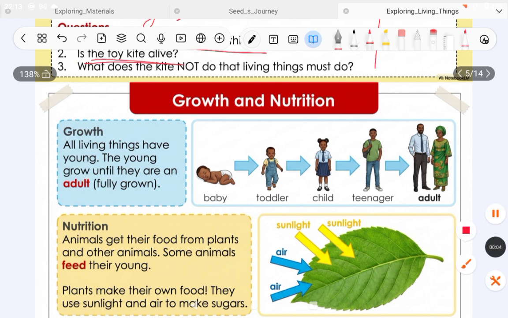So in this video, we'll be looking at the various characteristics of living things in more detail. So we have growth. All living things grow and they feed. Growth: all living things have young, and the young ones grow until they are adults.